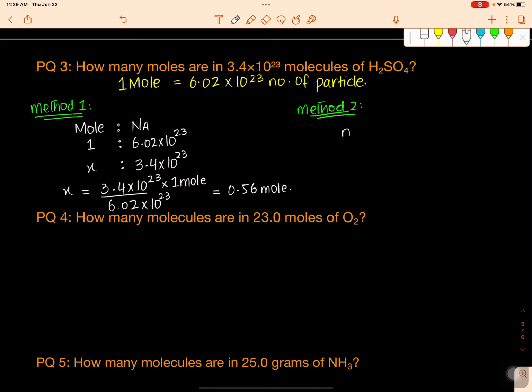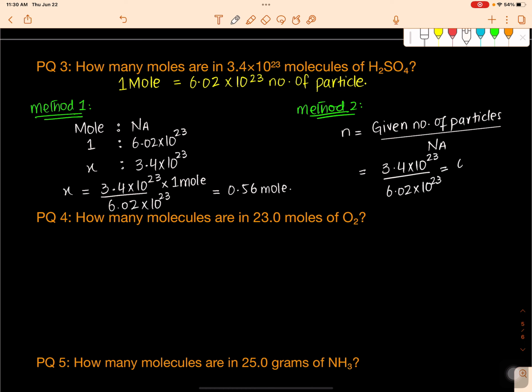So number of moles equals the given number of particles divided by the Avogadro's number of particles. So the given number is 3.4 times 10 power 23 divided by Avogadro's number 6.02 times 10 power 23, which is equal to 0.56 mole. So you will end up with the same answer again.